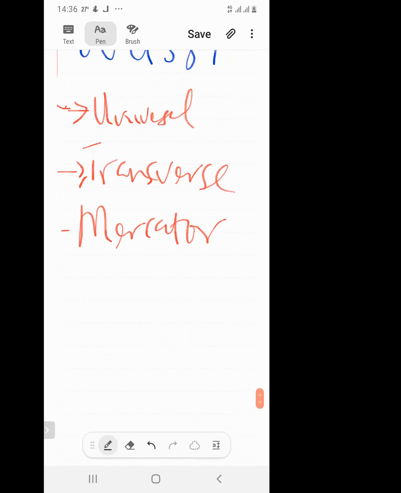Okay, so it's universal because any part of the earth you are in, it can be applied. It's transverse because of the orientation of the cylinder that is being used. The Mercator is a human being; it's like his name has been given to it. So you can just say universal transverse, then we pick a name, maybe Austin. Universal Transverse Austin. Think about it.